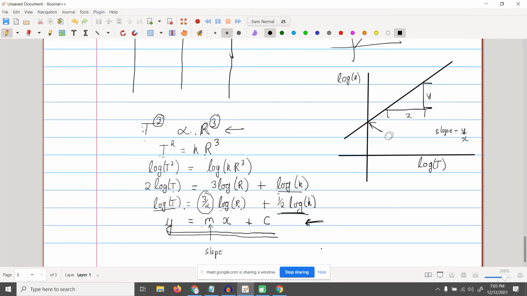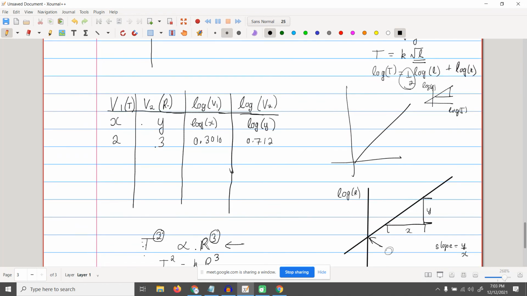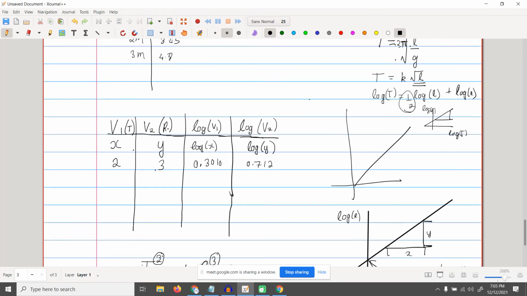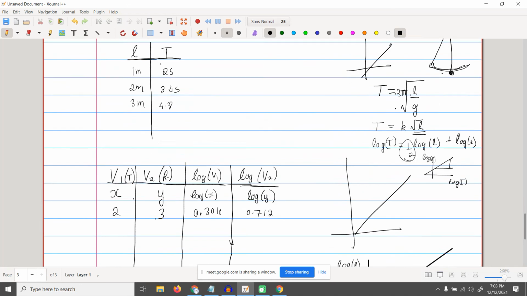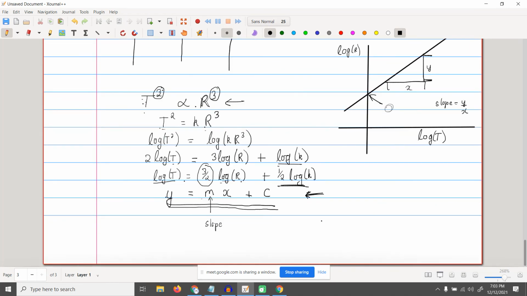And in fact, whenever you do any experiment, if you have two variables, you want to find out the relationship between them, the moment you get some kind of curve like this or like that, try to take log of both the variables and plot it. The slope will tell you which power you need to raise it to.